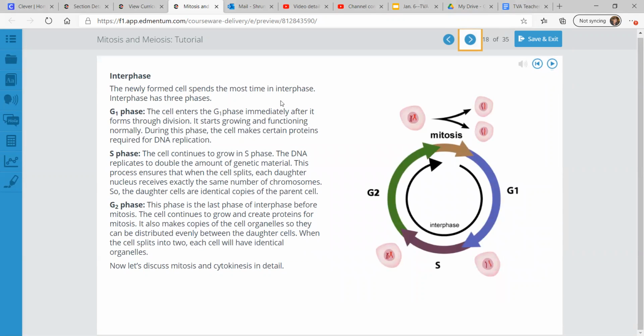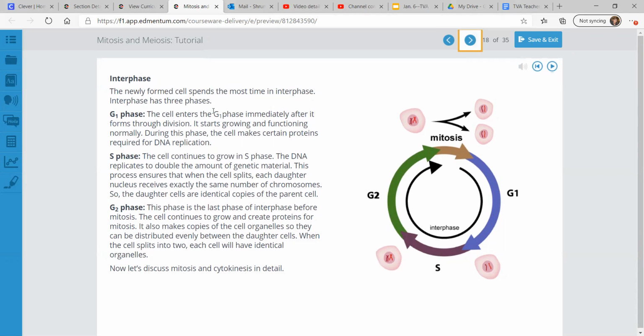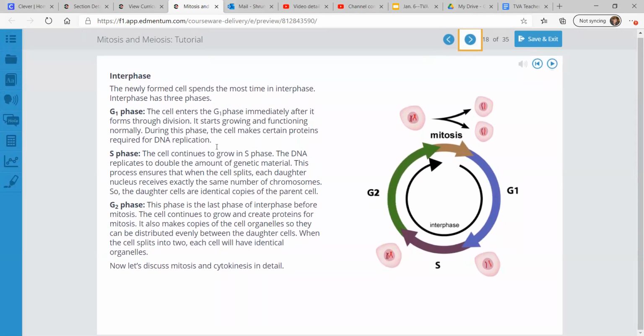Interphase is when a newly formed cell spends the most time, and it itself has three phases. So there are three phases, and the first phase has three phases, okay? So keep that straight. G1 phase, the cell enters the G1 phase immediately after it forms through division. It starts growing and functioning normally. During this phase, the cell makes certain proteins required for DNA replication.